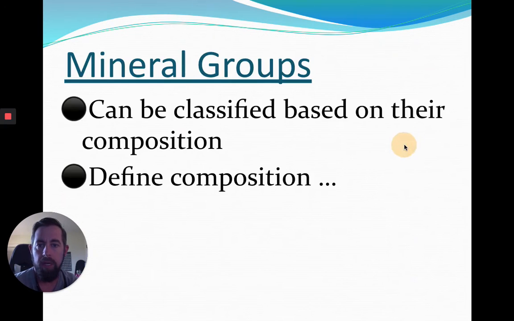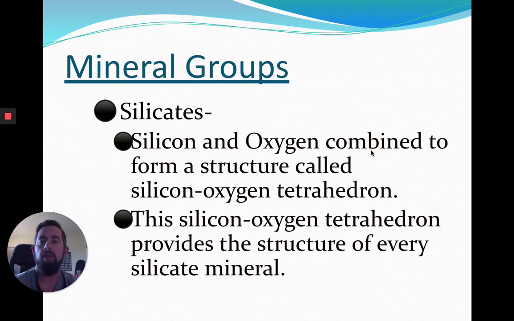Okay, so let's talk about mineral groups. There are two types: one, silicates, two, non-silicates. Silicates have silicon in them, and that's why they're called silicates: silicon and oxygen. They always form these silicon-oxygen tetrahedrons. They look really, really pretty under a microscope, really cool, and those are silicates.